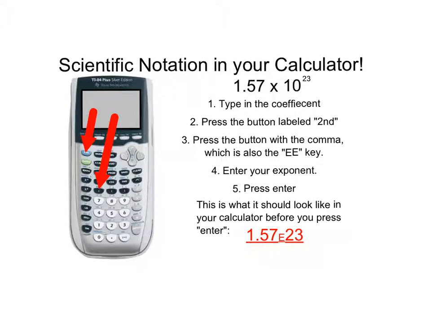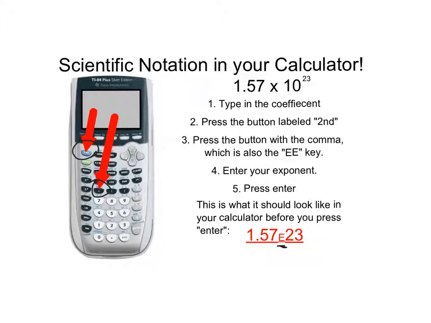General steps, you need to type in your coefficient first. Then you're going to hit a button that's generally in the upper left-hand corner of your calculator that says second. What that button does is basically give every button on your calculator a new function. So when you hit second, and then you go and press the comma, it's not going to put a comma. What it's going to put is a little e symbol. That symbol to your calculator reads as times 10 to the power of whatever number you type next. So if I wanted to type 1.57 times 10 to the 23rd in my calculator, you'd type in 1.57, your coefficient.